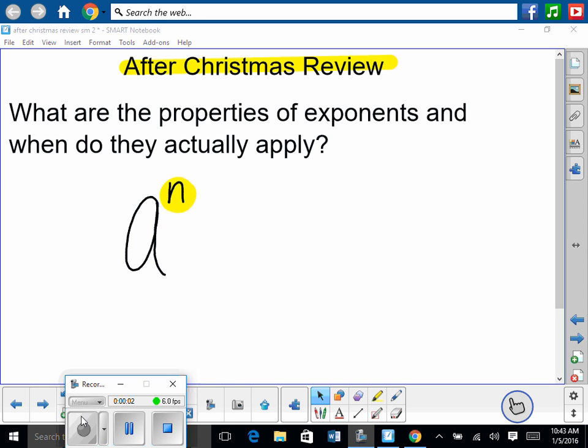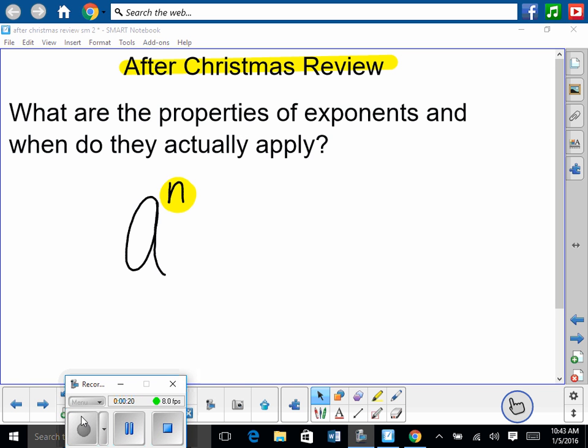Let's talk about what the properties of exponents are. Well, we have our cute, kind of dumb but cute little song. Let's sing it. When you multiply you add, when you divide then you subtract, raise a power to a power and you multiply. Right, everybody? That's our little song.